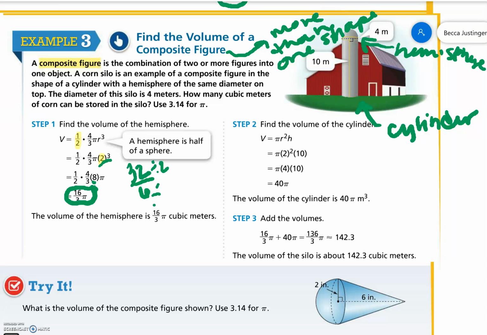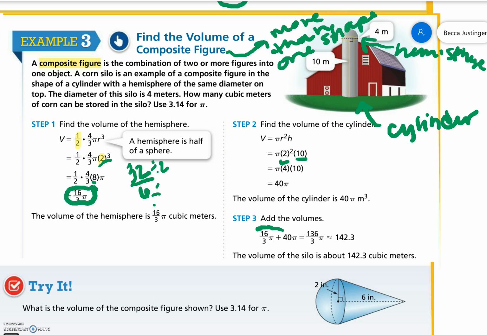Then we find the volume of the cylinder, which is pi r squared h. So there's 2 squared, and the height is 10. Do the exponent first. 2 squared is 4. Then multiply, and the volume of the cylinder is 40 pi.